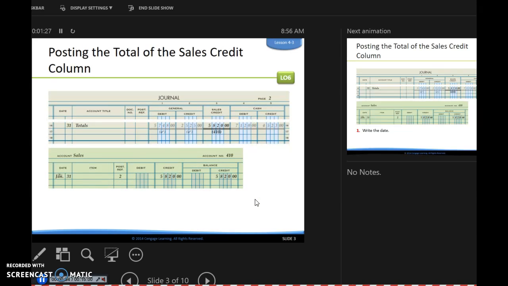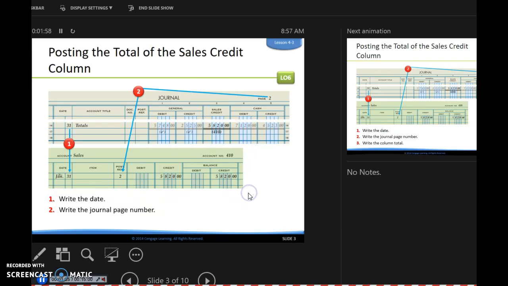Okay, so now we're going to go to the next column, which is sales credit, and post that total. So we don't do those items individually. We do just the total. Okay, so we're going to go to the sales account. We're going to write the date, 31st, because the totals are added up at the end of the month. Okay, so we're going to use the end of the month date.